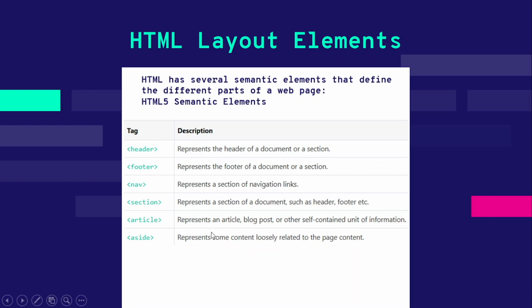So the description is already given to you. You can see that it tells you that it creates basically a section or a part of a web page. Then we have article to represent blog posts or other self-contained unit of information. Then we have aside, content loosely related to the page content. It can be shown to the left or right direction.